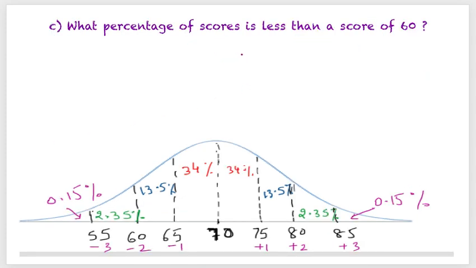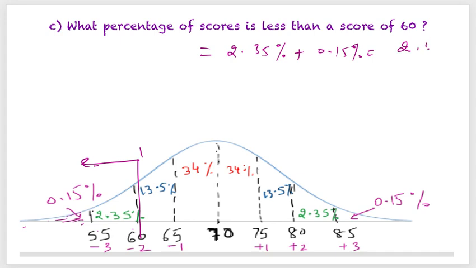Next part is saying what percentage of scores is less than 60. Less than 60 means less than this side, and since we know that less than 60 is covering 55 to 60 as well as the portion on the extreme end of the left, we can add these two areas. One is 2.35 percentage and we can add this 0.15 percentage also, and the answer turns up as 2.5 percentage, right?